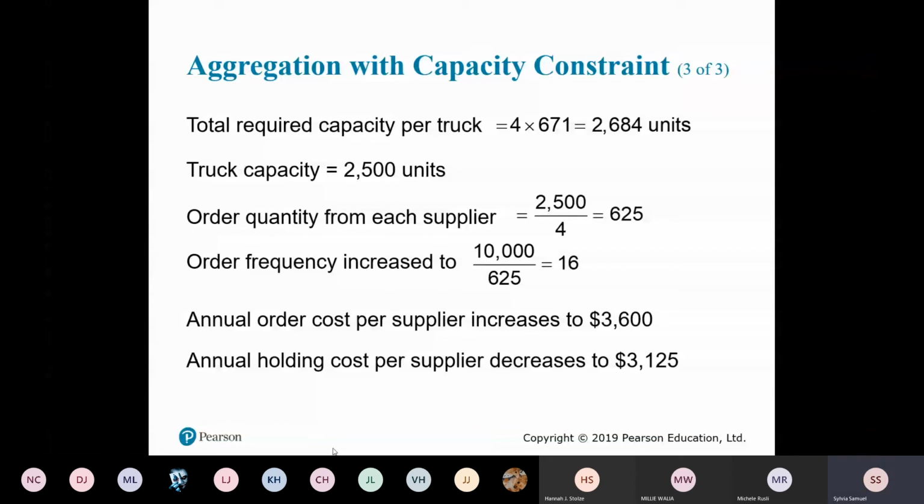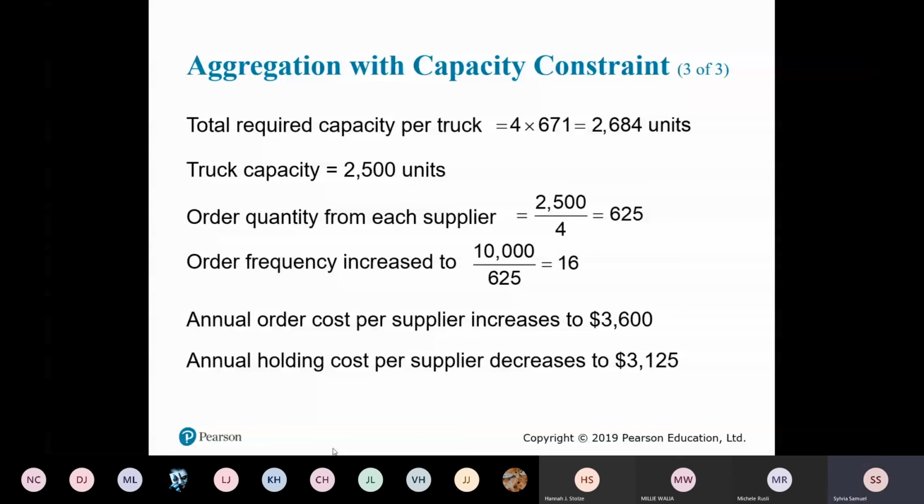And then order frequency 10,000 divided by 625 will be 16 times, okay. So annual order costs per supplier will be increased because they need to order many times, okay. Remember, when we order more frequently, our costs will be increased. And then holding costs will be decreased because since we order frequently, we don't need to have more space for the inventory, okay.